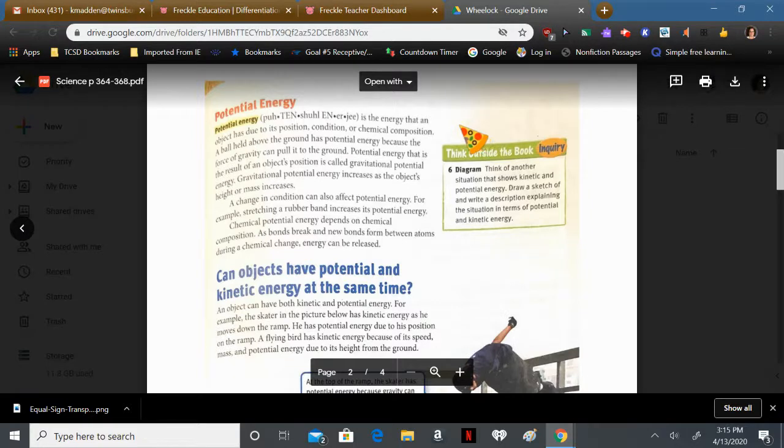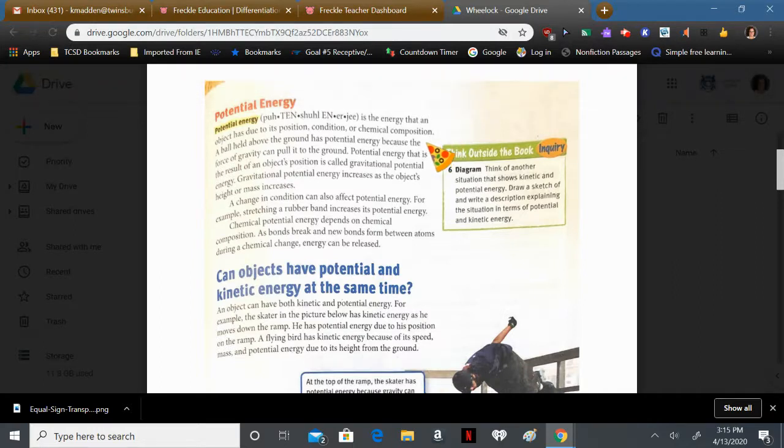Potential energy. Potential energy is the energy that an object has due to its position, condition, or chemical composition. A ball held above the ground has potential energy because the force of gravity can pull it to the ground. Potential energy that is the result of an object's position is called gravitational potential energy. Gravitational potential energy increases as the object's height or mass increases.